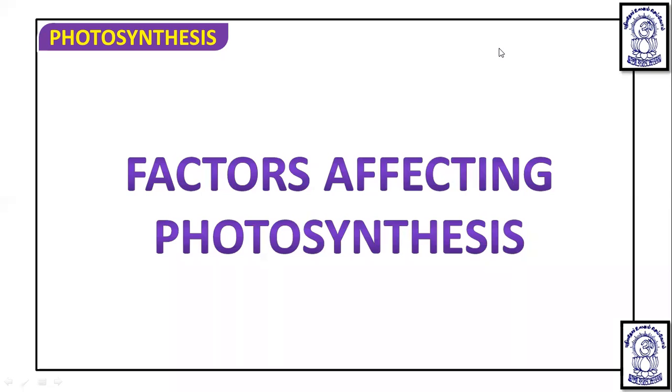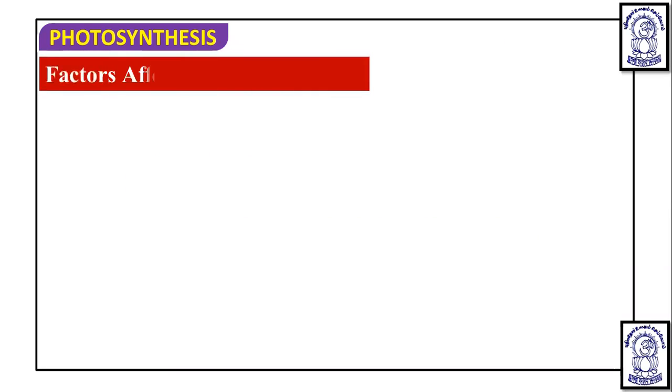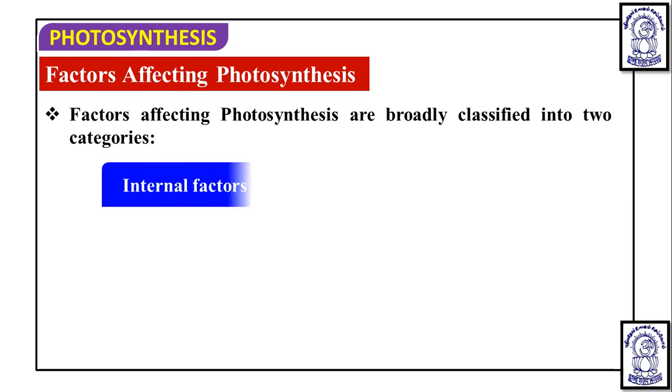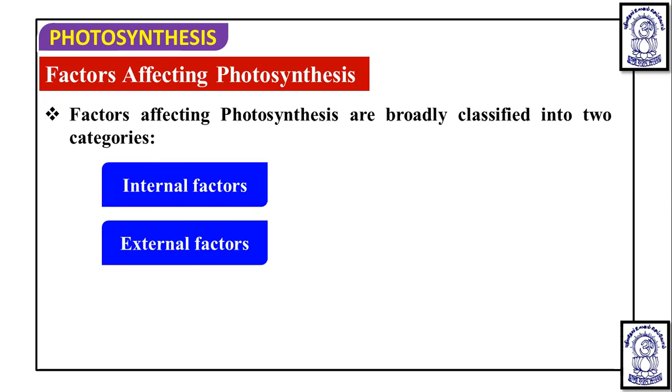Dear student, in continuation of this chapter, photosynthesis in higher plants, we are going to discuss today the factors which affect photosynthesis. It is almost the last topic which we are going to discuss here. We have already discussed everything about photosynthesis. Now, what are the factors that affect photosynthesis? The factors affecting photosynthesis are broadly classified into two categories, that is internal factors and external factors.